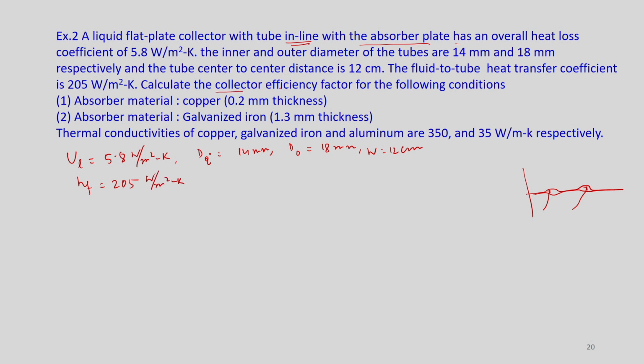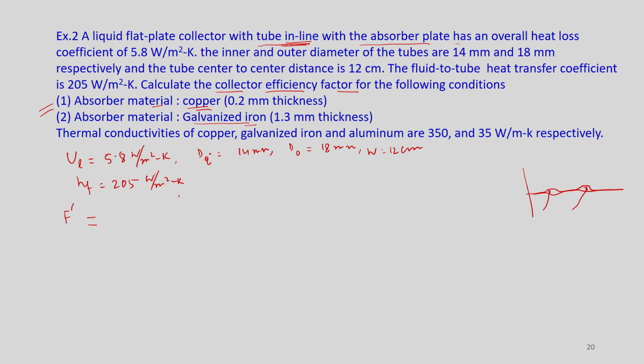We are interested in calculating the collector efficiency factor, F dash, for the configuration of tubes inline. Two different absorber plate materials are to be used. In the first case it is copper having thickness 0.2 mm, and in the second case the absorber material is galvanized iron with thickness 1.3 mm. The thermal conductivities of these two materials are given. So, let us start with the expression for F dash.